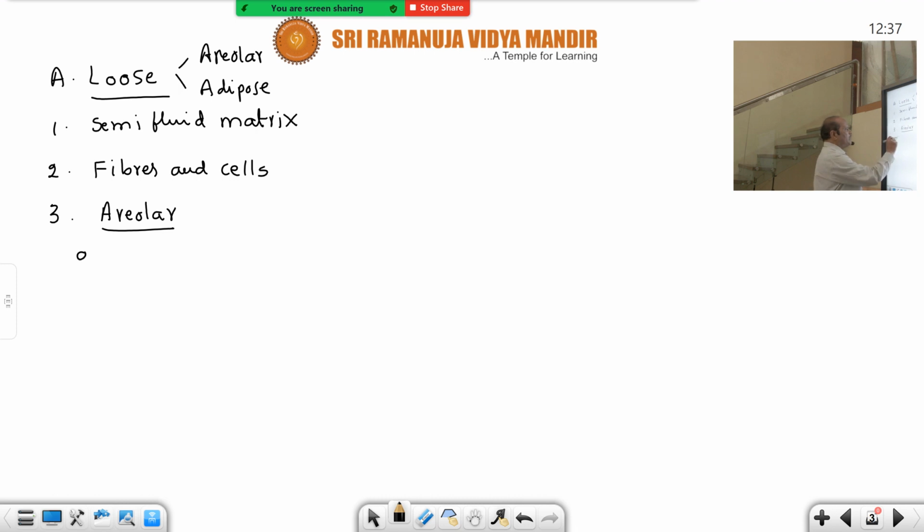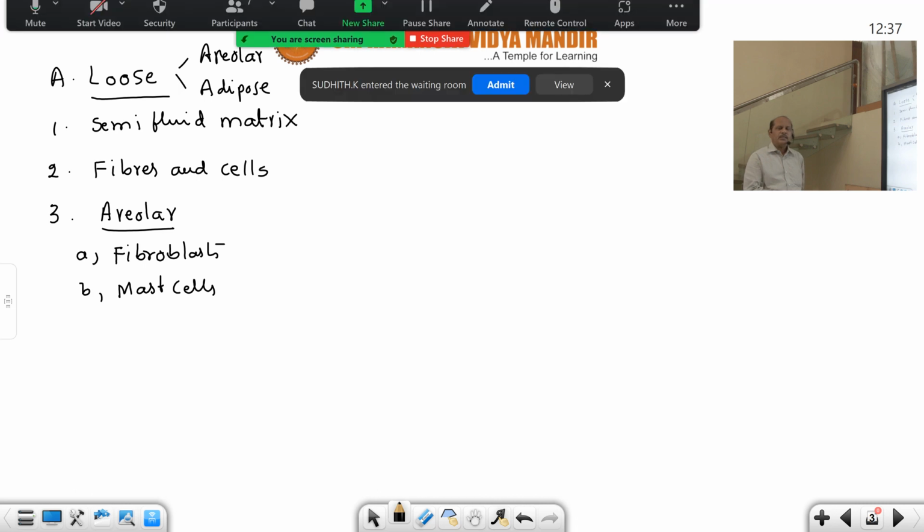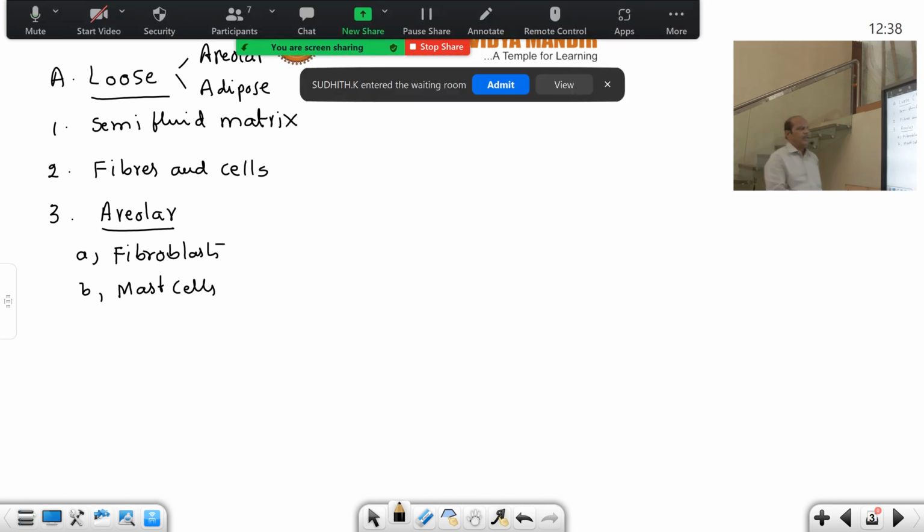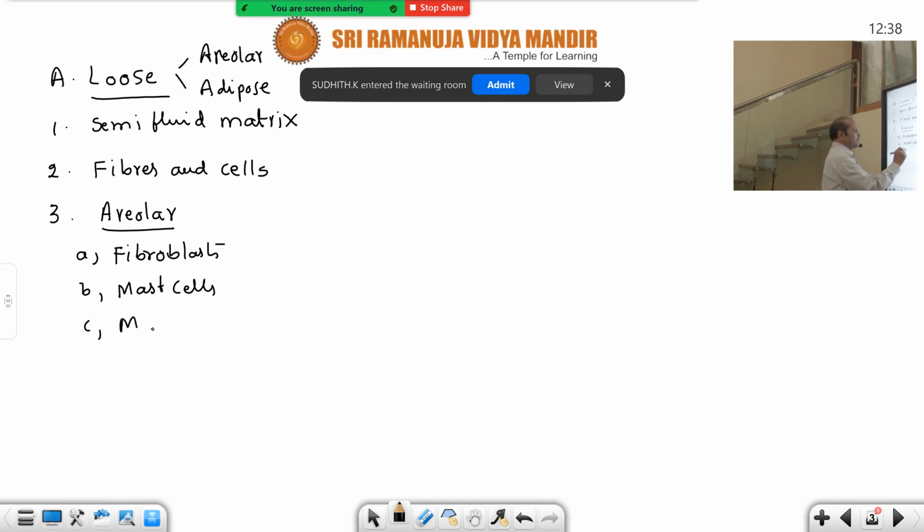Areolar tissues have 3 types of cells, mainly fibroblasts, which produce fibers, collagen and elastin fibers, and mast cells, which produce inflammatory mediators. They are also not given in the NCERT. Details are given in our book. Mast cells produce inflammatory mediators like what are they? Histamine, bradykinin, serotonin, heparin, etc. So the mast cells and macrophages.